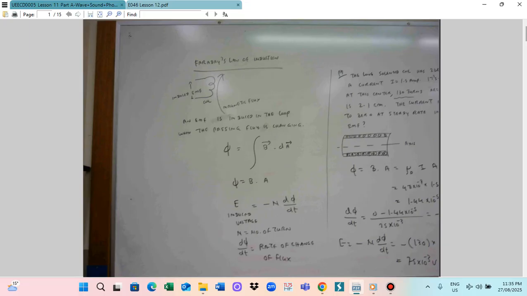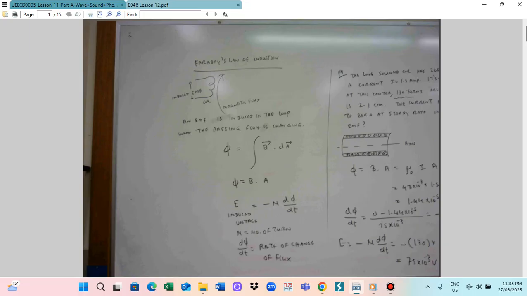So E is equal to minus N d phi by dt: the rate of change of the flux multiplied by the number of turns. Then we can calculate the induced voltage, E is equal to minus N d phi by dt.